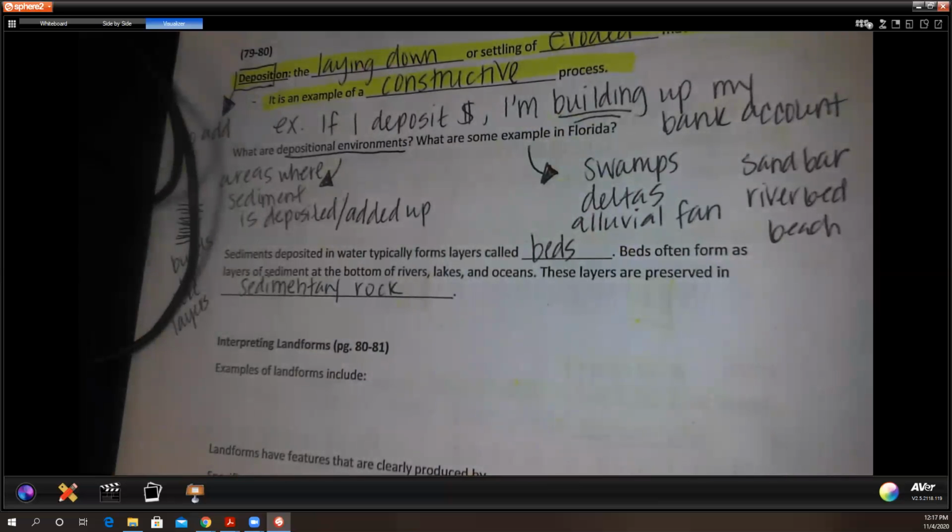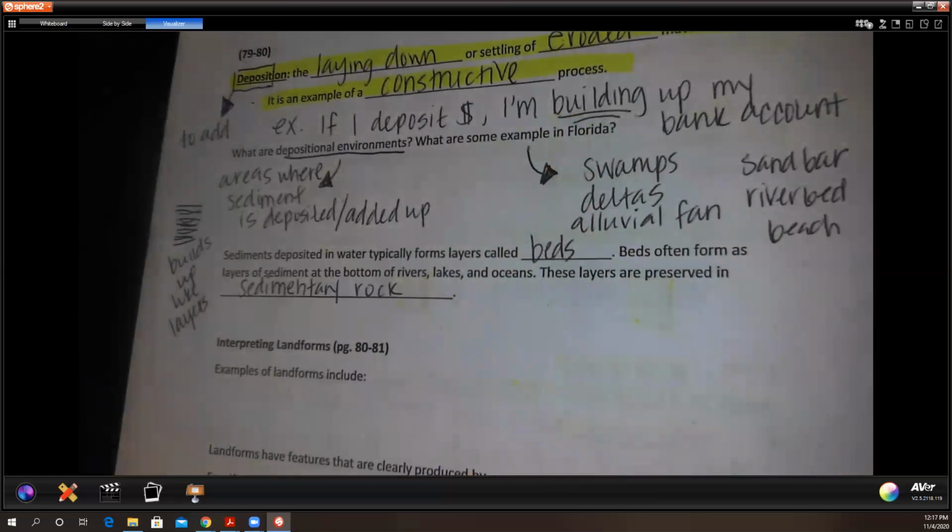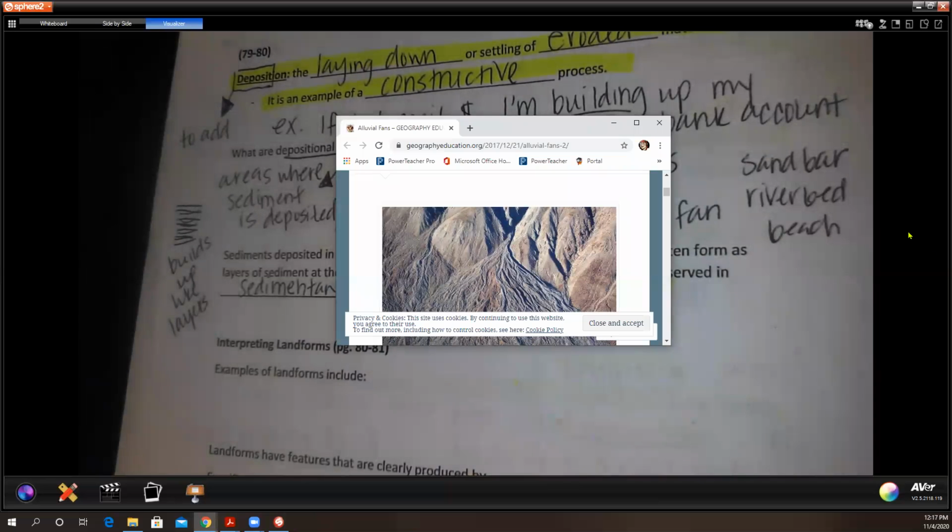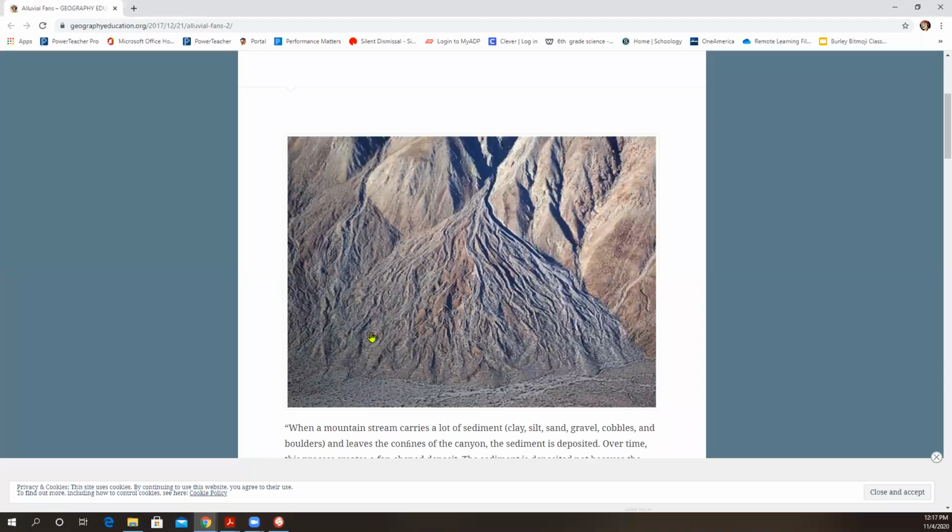So let me show you those pictures that I was talking about, and then I'll get back to this. So here's a bigger picture of an alluvial fan. Do you see, this is all sediment, all sand that was deposited. It was in between the mountains. There was a very small opening, and as soon as the river opened, all that sand slowed down and deposited at the bottom. It kind of does look like roots.